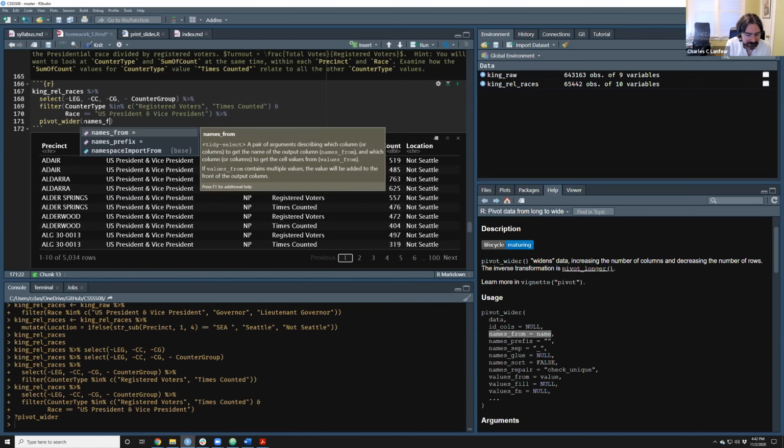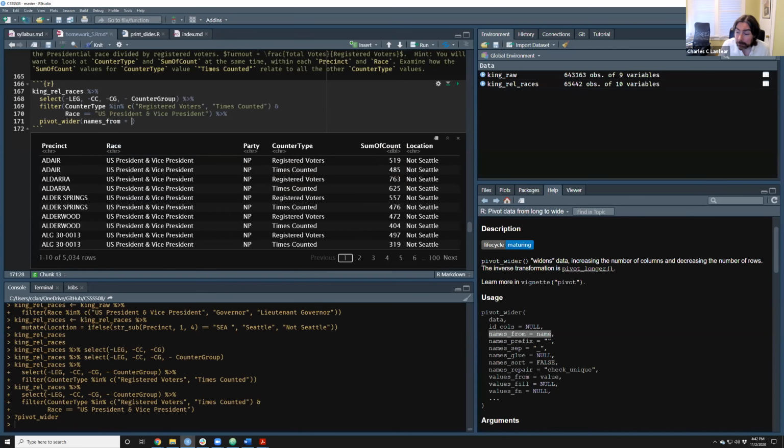So the first one we're going to say is names from. Where are my names coming from? What's going to get turned into new column names? Counter type. Yeah, counter type. So this is saying that instead of having a counter type column, we will now have one column for each unique value under counter type. So we're going to have a column for registered voters and a column for times counted. Okay. And then where do our values come from?